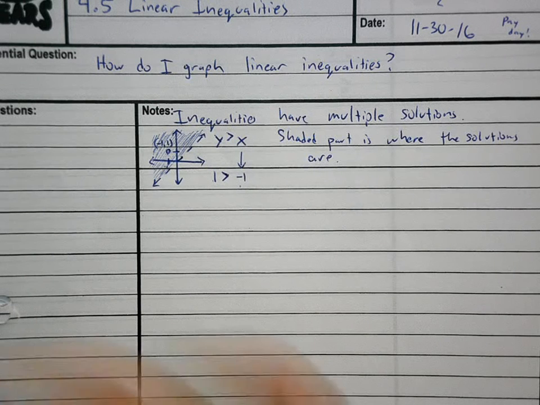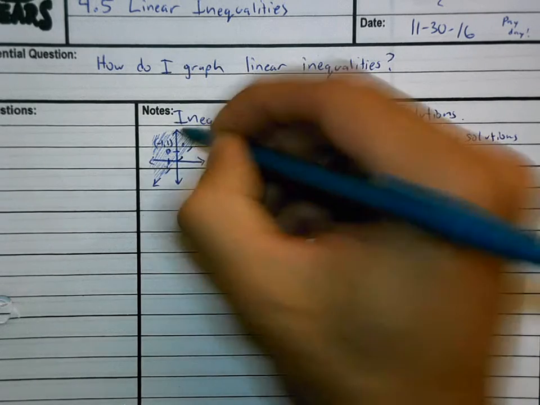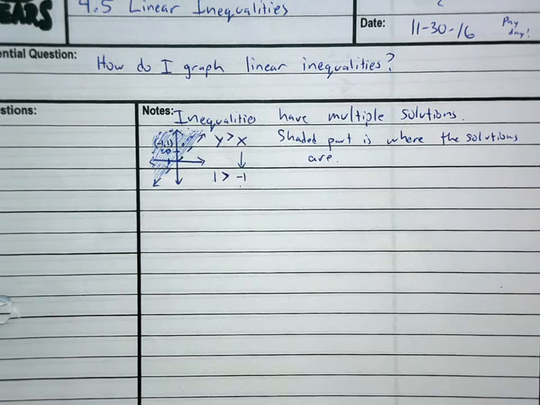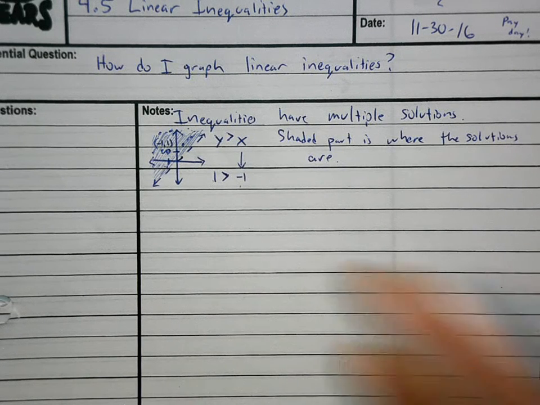You can have a variety of solutions. You have an infinite number of solutions. Because it could be this point over here, it could be this point here, it could be this point, it could be this point. All this shaded part is made up of so many points that you cannot count them all. That's why I say there are an infinite number of solutions that work. Because there's so many, you can't count them. It's the biggest number you can think of.